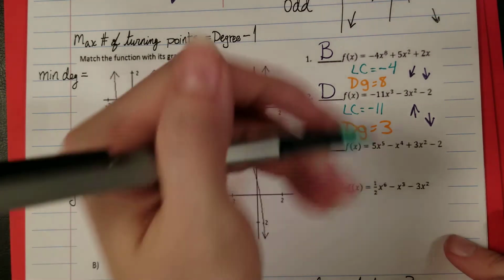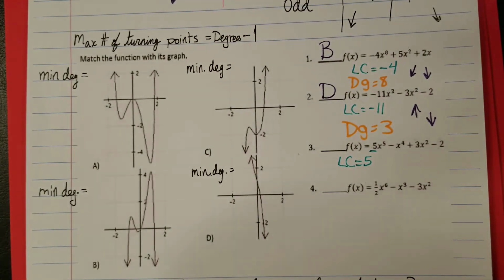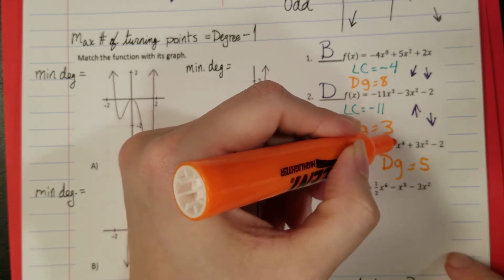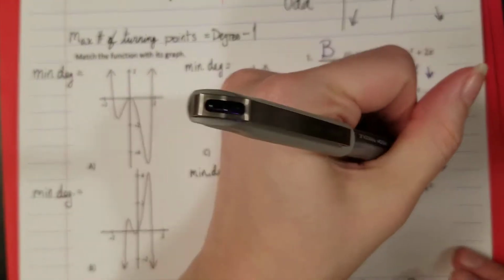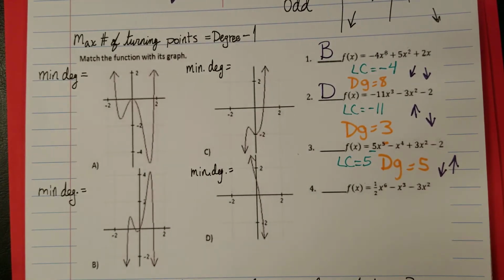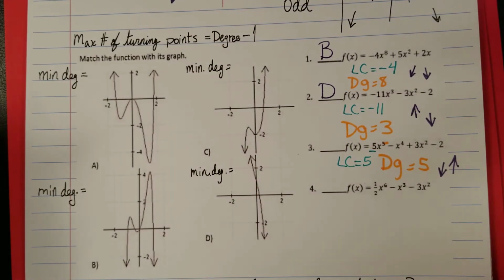Number 3, the leading coefficient is 5 and the degree is 5. So that is an odd degree, which means the arrows point opposite directions with a positive leading coefficient. So that's going to be just like the x cubed function, like that. So that would have to be graph C.